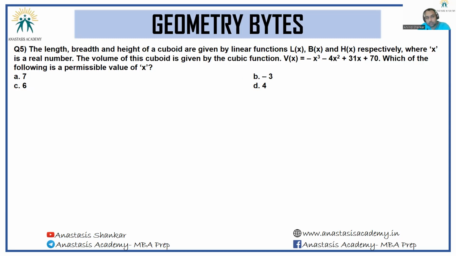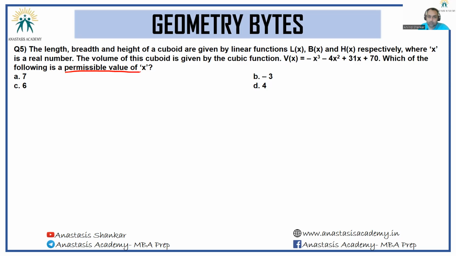Last question. The length, breadth, and height of a cuboid are given by linear functions Lx, Bx, Hx respectively, where x is a real number. The volume of this cuboid is given by the cubic function Vx is equal to minus x cube minus 4x square plus 31x plus 70. Which of the following is a permissible value of x?